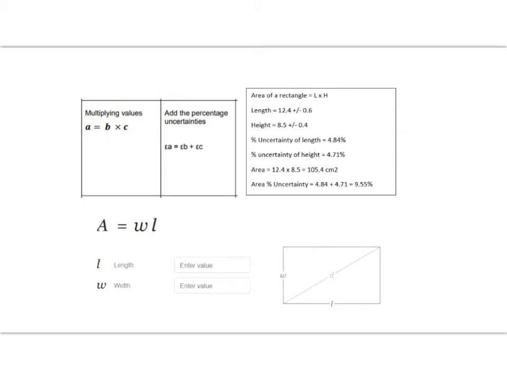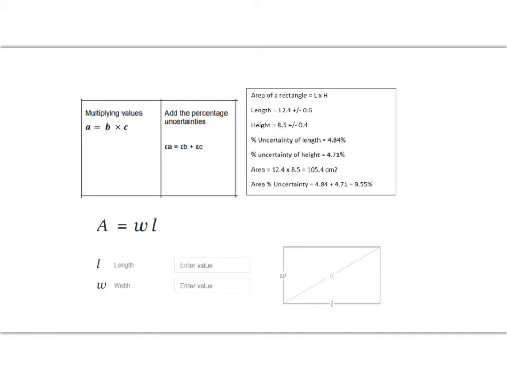Often they might have a rectangle representing a cell. You might have to work out the area of that cell and then work out the percentage uncertainty of those measurements. What you do with these is you simply add together the percentage uncertainties. So not the raw uncertainties of each measurement, the percentage uncertainties of each measurement. In a rectangle example, the area of a rectangle is length times height, or width times length, whichever way you want to do it.